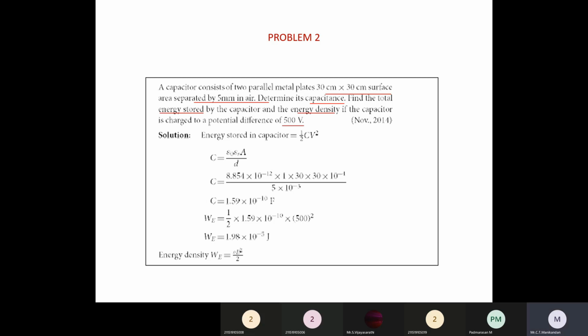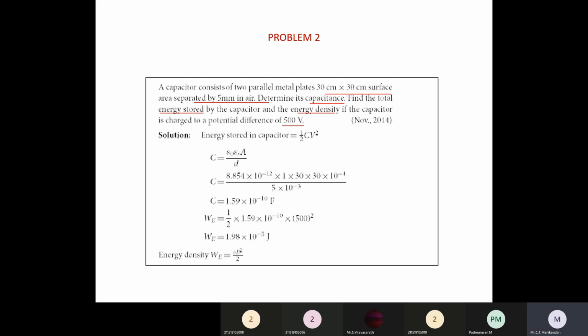See, they are given parallel metal plates, so it corresponds to a parallel plate capacitor. If they are given a coaxial or a spherical arrangement, we have to use that capacitance formula. In the last problem also they were given parallel metal plates, so we go with the capacitance of a parallel plate capacitor. So here you will have C equals epsilon naught epsilon R A by D. If you substitute the values, you will get the capacitance.